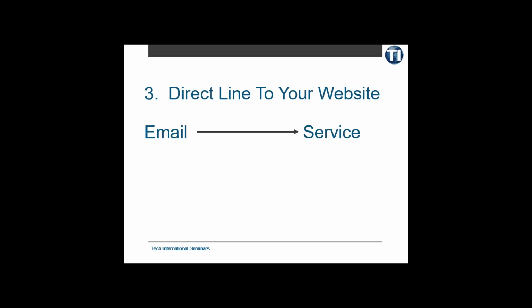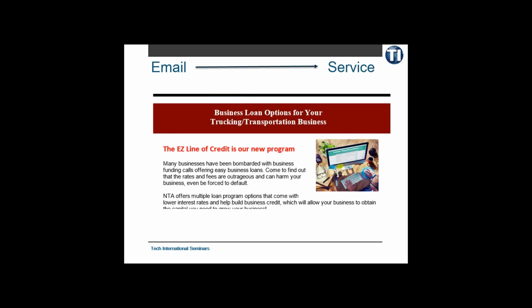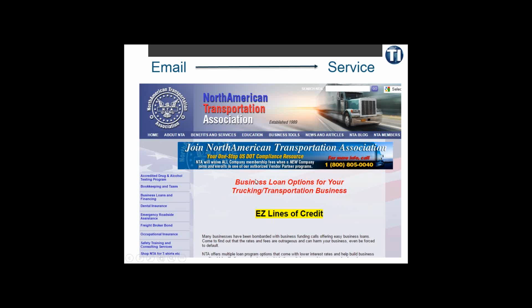And then another example would be an email to a service, and this is probably the most important part for return on investment: your direct line is the email announcement of a new product or service. Like in this case, Wayne is offering an easy line of credit program for the trucking industry. But he's not giving all the details in the email. He's taking you to the website where all the details are. This is just a snapshot of that, but you would have to get into the meat of what this offer is about, and the only way to really do that is on the website.